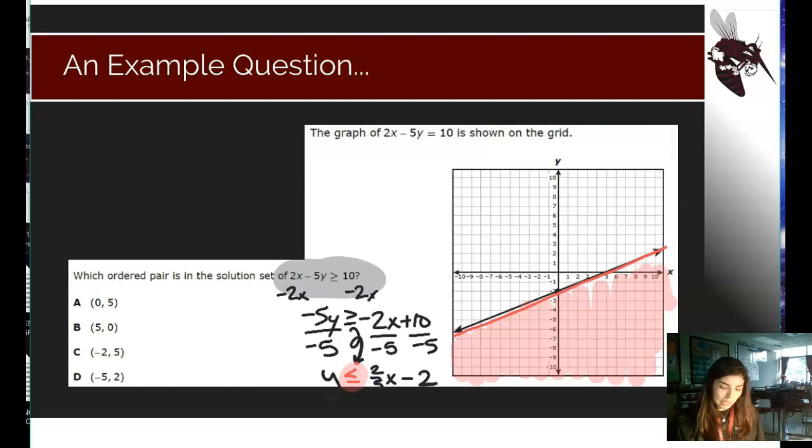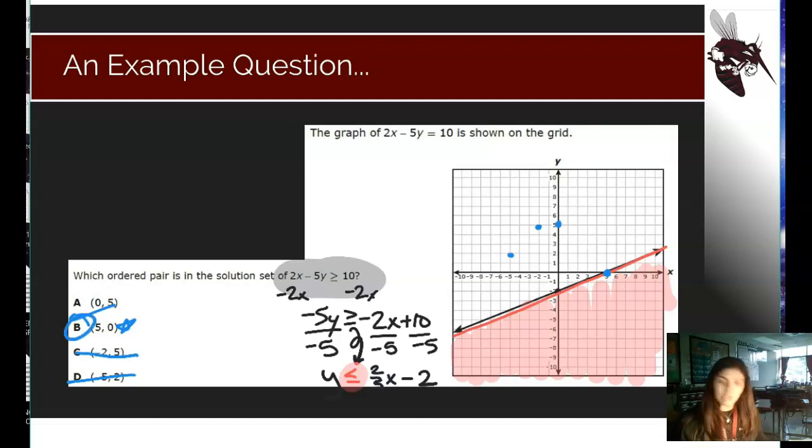Okay? So we can plot these points to figure it out. 0, 5 is right here. Oops, some more detail pen. That is not my solution set. 5, 0. I'll hang on to that one. It's on the solid line. Feels pretty good. Negative 2, 5 is right here. Not in the solution set. And negative 5, 2 is also not in the solution set.